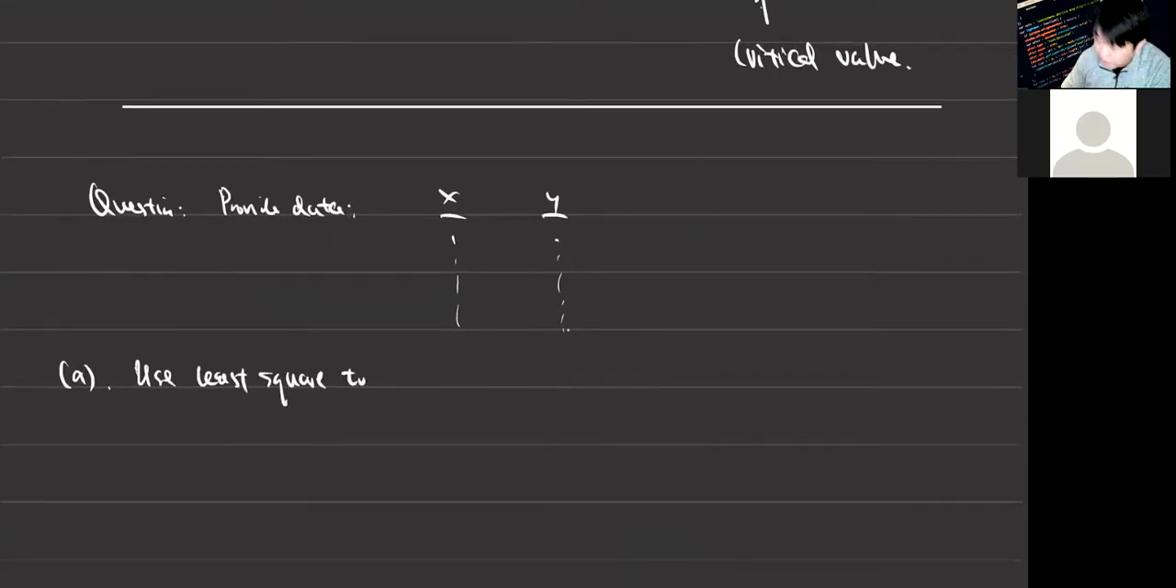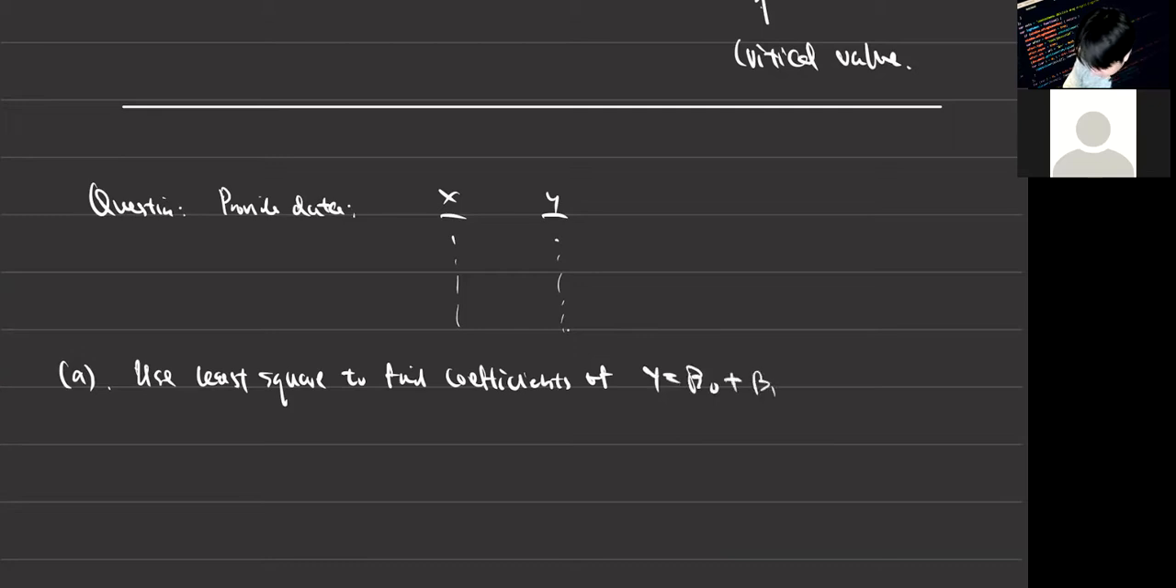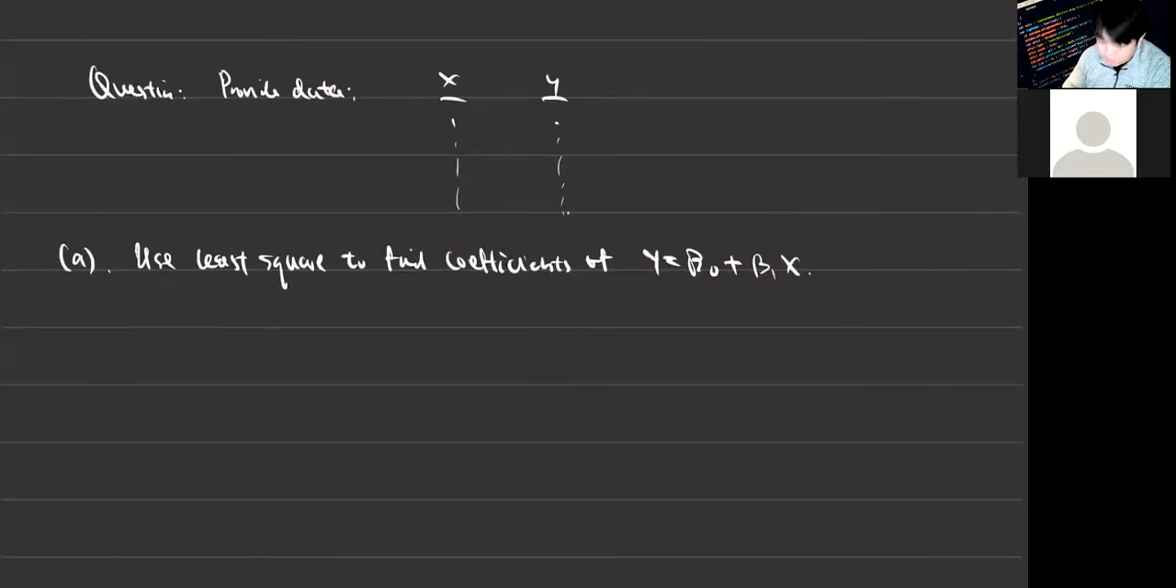And then the first question is going to be: using least squares, find the coefficients of y equals beta 0 plus beta 1 x. And there's nothing magical here, you're just solving least squares. So what you do is you work out the least squares formula first. I'll just write it out because it's the exact same derivation from what we did last time.